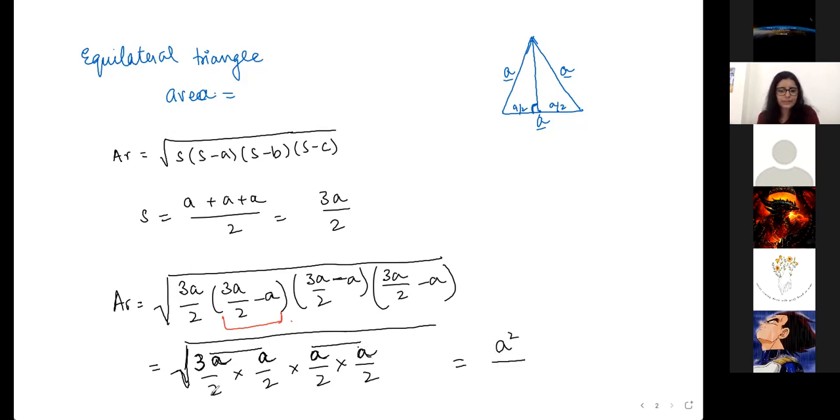Abhi denominator mein 2 is multiplied 4 times. If you take square root of this, then what will you get? 4. So these two together, 2 into 2 will become 2. And then 2 into 2 will become 2. So overall, you'll get 2 into 2, that is 4. And root 3 remains as it is. So this is the formula for area of equilateral triangle. So area of equilateral triangle is root 3 by 4 into a square.